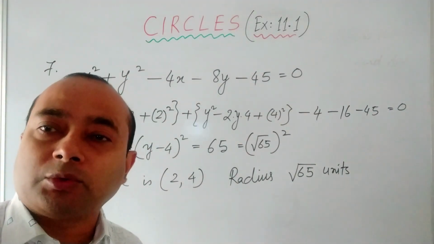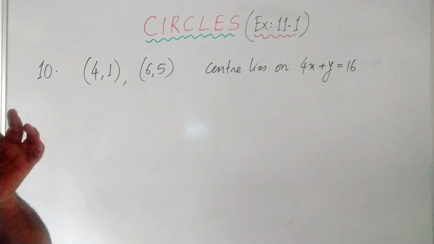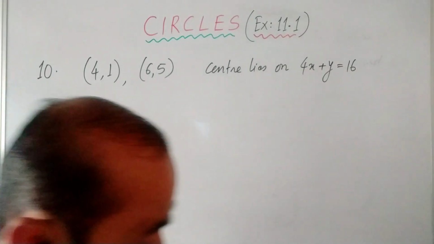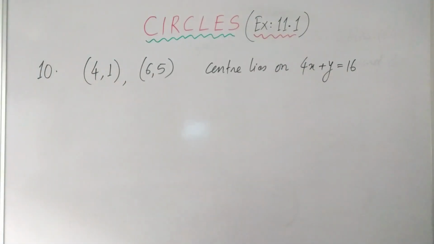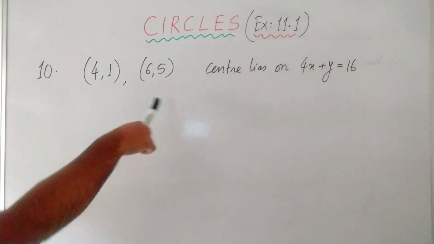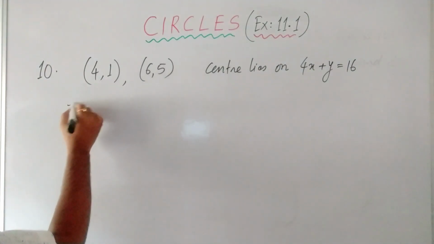I am going to question number 10. In question number 10, what is the objective? We are supposed to find the equation of the circle which passes through these 2 points and whose center lies on this line. So beginning is, let the circle be.